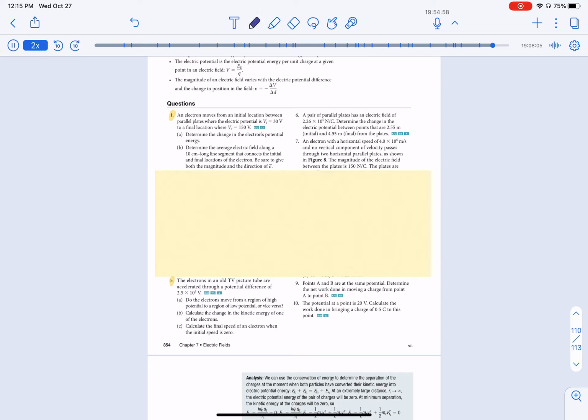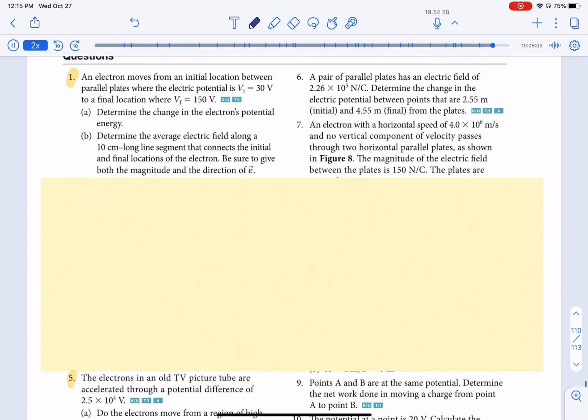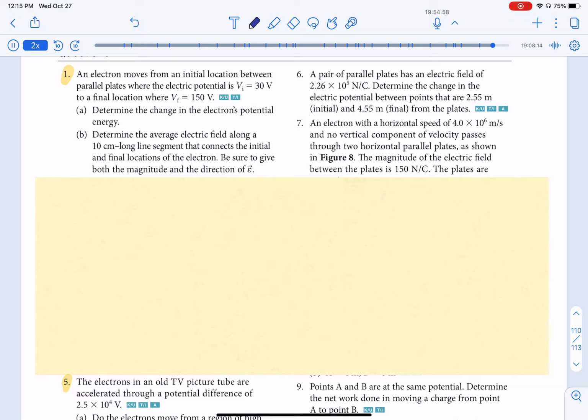I have 8.4 times 10 to the power 7. Is that what you guys got? Yeah, they're ridiculously fast. So when this electron leaves the plate, then that is the speed that it has.